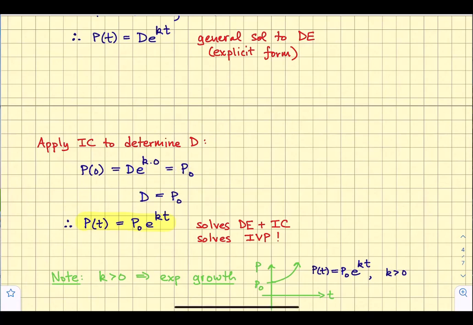So we'll just go back to our general solution. Wherever we saw a d, we'll put a p naught. We'll highlight this as our final answer. This is the solution to the differential equation and the initial condition. In other words, it solves the initial value problem.